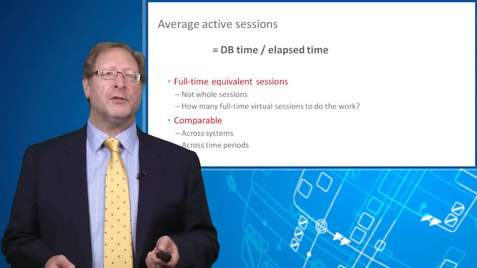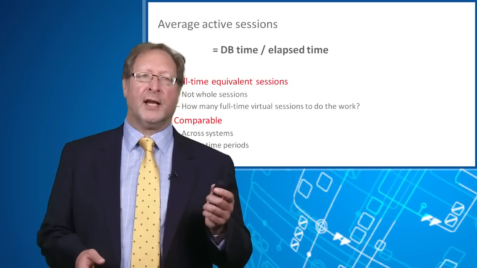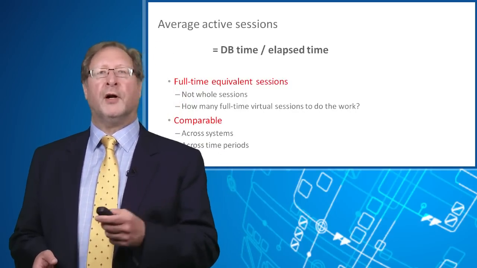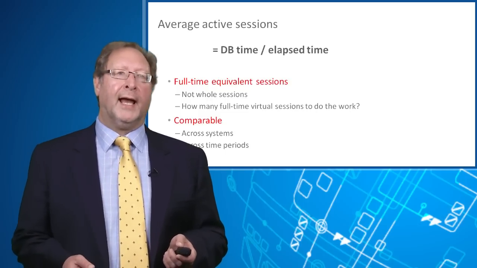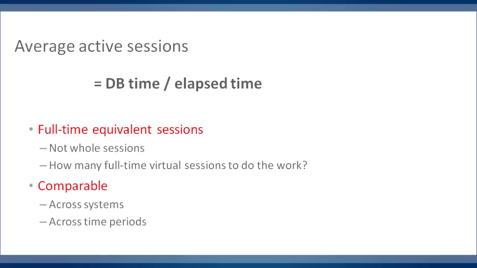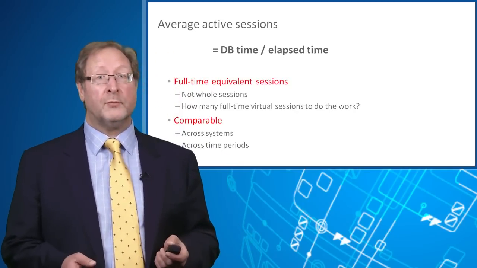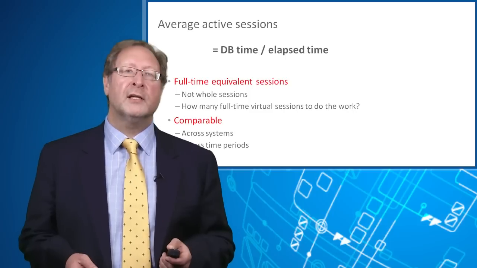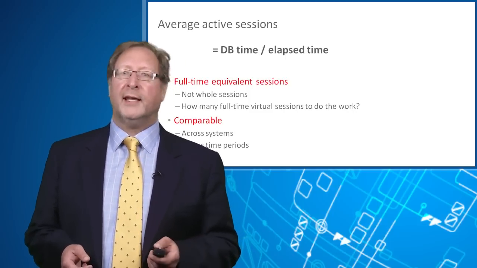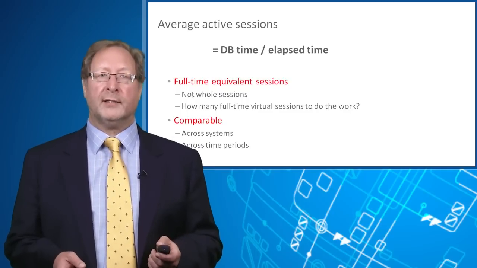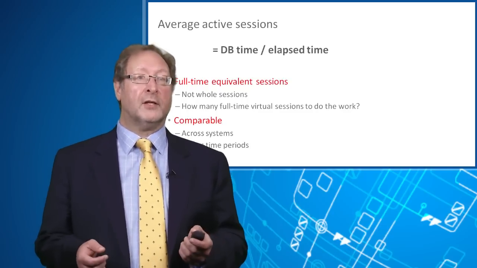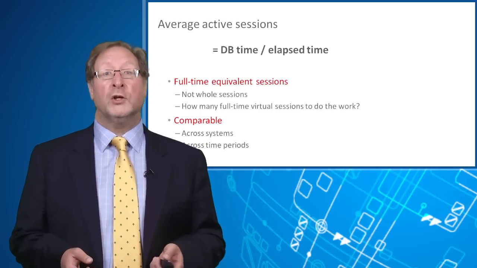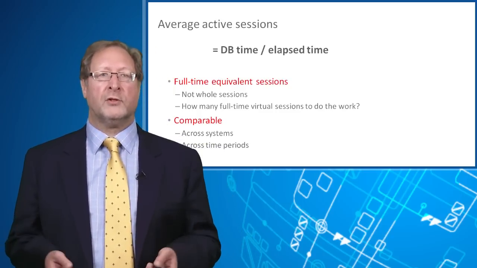So average active sessions is actually the total database time divided by the elapsed time. And you can think of it as the number of full-time equivalent sessions that could perform that same amount of work. It's very common for us to see systems that have several thousand sessions connected to the database, and average active sessions is of the order of 30 or 40 at any point in time. That means that the entire workload for that system could be performed by as few as 30 or 40 sessions.